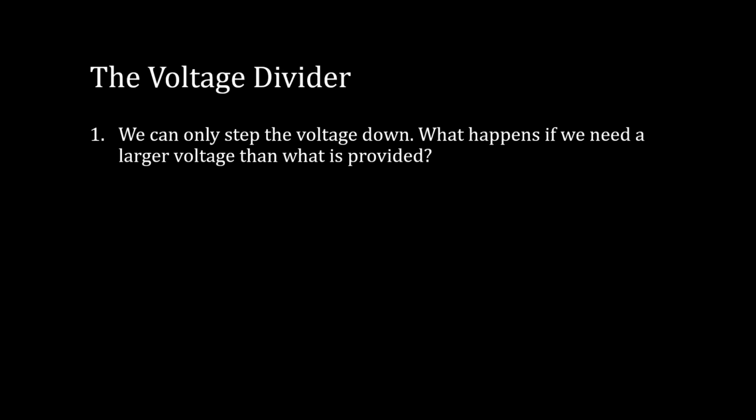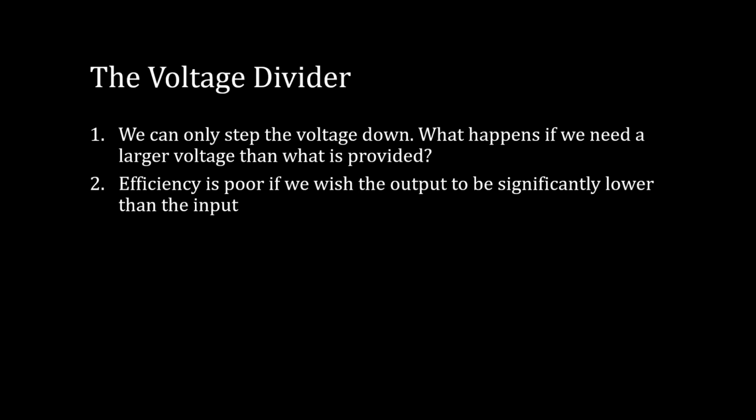Cool, so last time I noticed two things about the voltage divider, about this kind of solution. One, we can only step the voltage down. And really, it doesn't answer the question, what happens if we need a larger voltage than what's provided? The voltage divider is not able to increase the input voltage, right? So if we want 5 volts and our battery only goes up to 4.5, we're screwed. We're out of luck. The second thing is, the efficiency is poor if we want the output voltage to be significantly lower than the input.